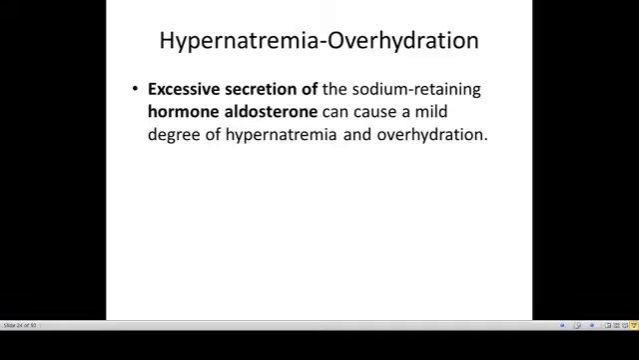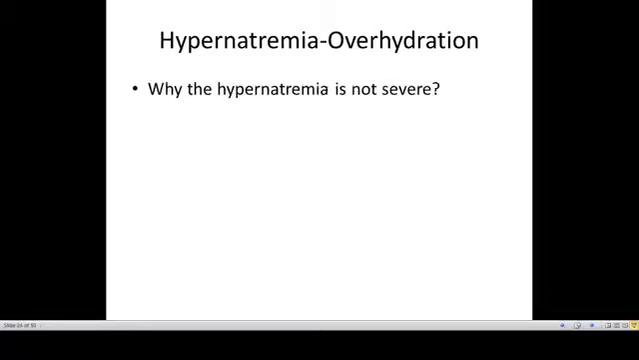Hypernatremia is not that severe as compared to hyponatremia. Now the question arises, why is hypernatremia not severe? The reason is that the sodium retention caused by increased aldosterone secretion also stimulates secretion of antidiuretic hormone, which enables kidneys to also reabsorb large amounts of water.